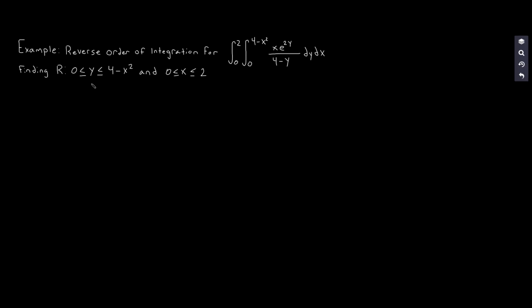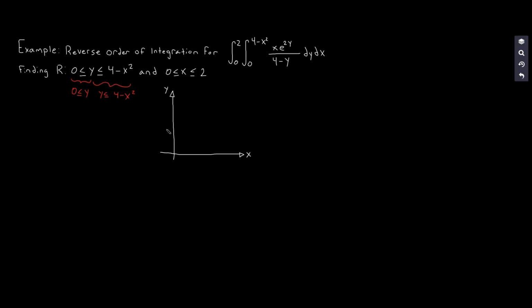So one thing that I want to point out here is that we see 0 is less than or equal to y, and y is less than or equal to 4 minus x squared. And so what we'll do now is try to draw out the region.